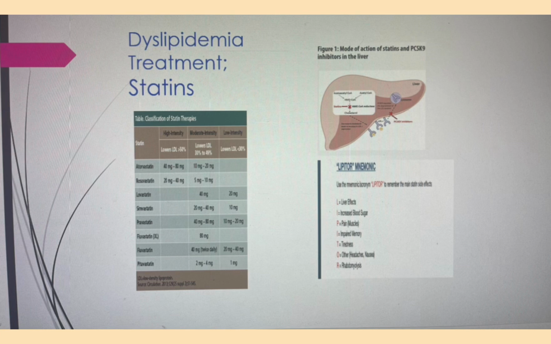Then moderate intensity statins lower LDL by 30 to 49%, with atorvastatin and rosuvastatin at maximum dosages of 20 and 10. And other statins: lovastatin 40 milligrams, simvastatin 20 to 40, pravastatin 40 milligrams to 80 milligrams, which is a higher dose. You can see that.